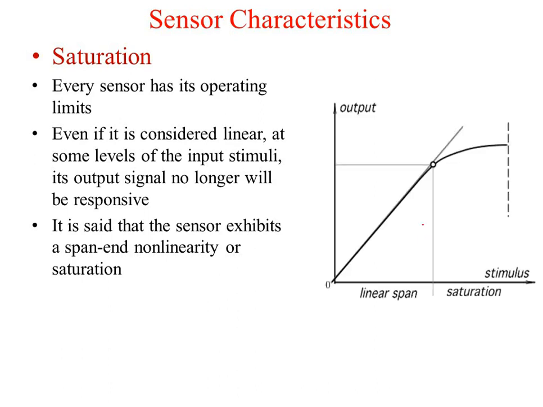So you can see that up to this point it is increasing linearly, but thereafter, instead of going in a straight line, that means the output should follow the input, but that is not happening. The output is very slowly responding to the input, and we call it the saturation limit. So this is a saturation limit. This will define the limitation of the sensor. So we need to consider this saturation also.